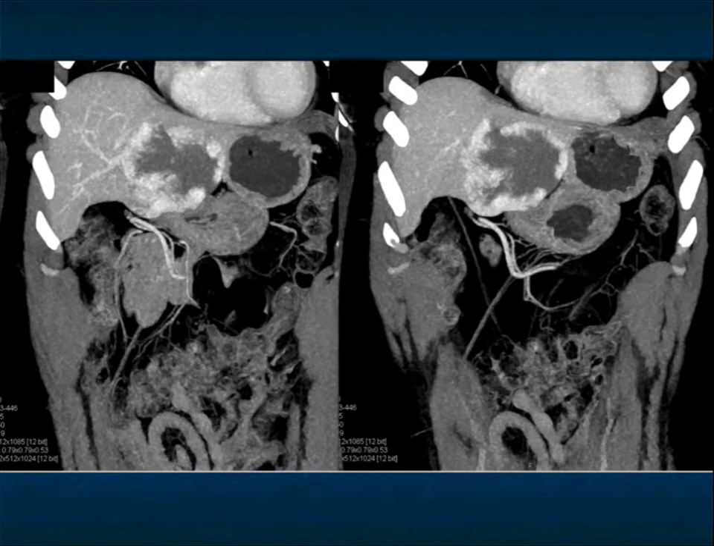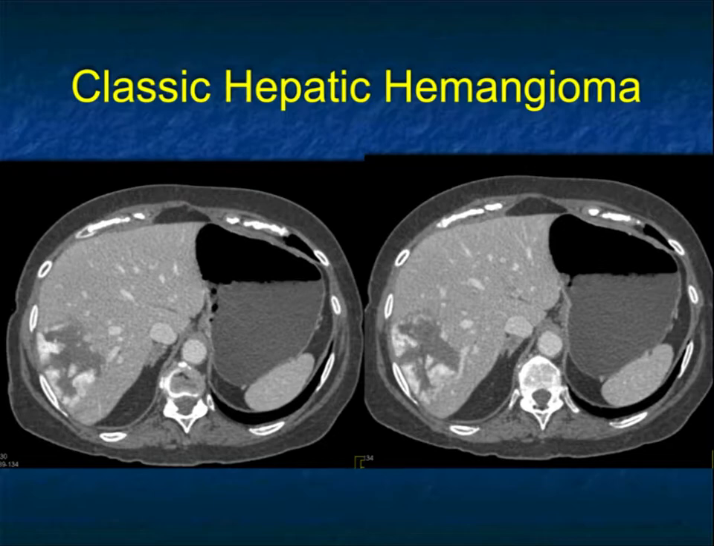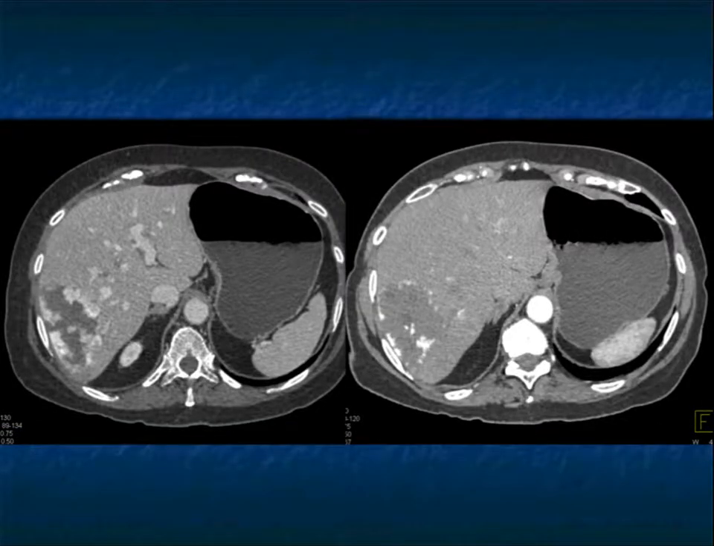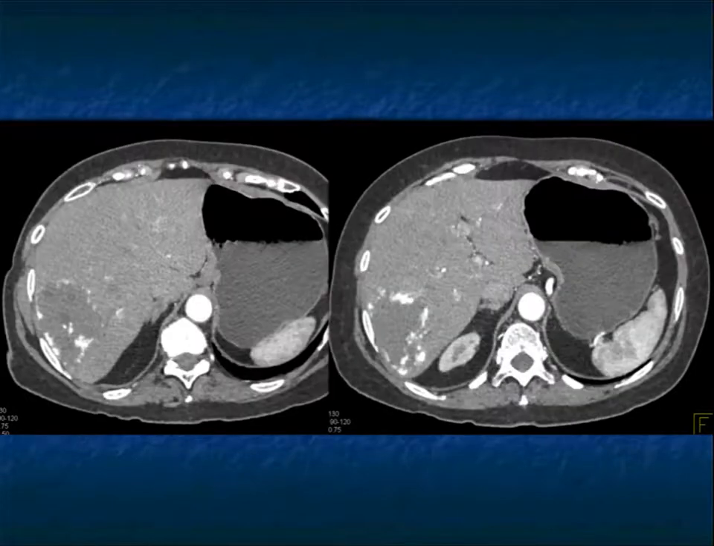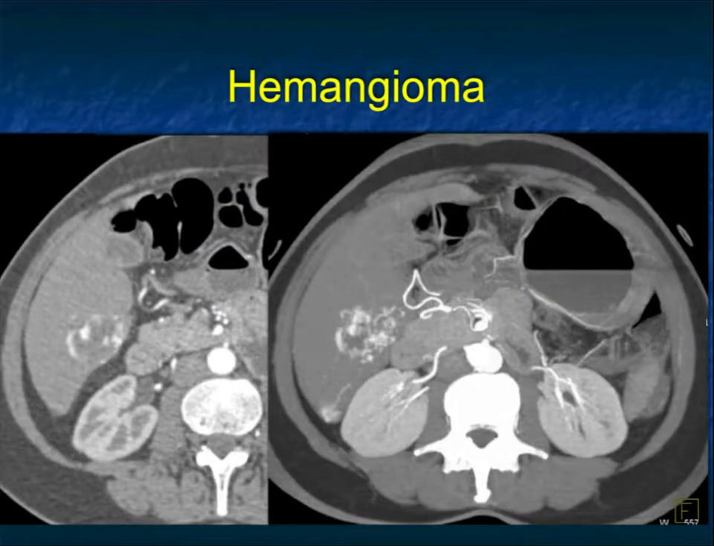And again, here's that peripheral puddling. Another example, again, very nice peripheral puddling. I'm showing you a number of cases because I really want you to get a good feel of how the lesion looks, and I don't want you to be confused or be uncertain when you make the diagnosis. And again, late versus early phase, looking at the same lesion. And again, very nice puddling till you reach that point.